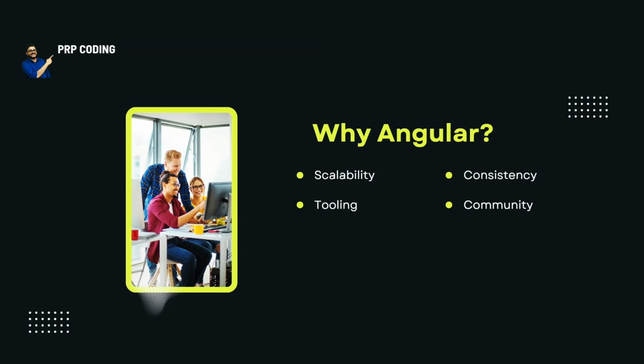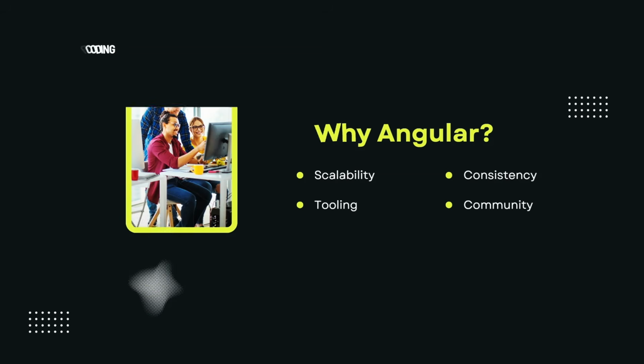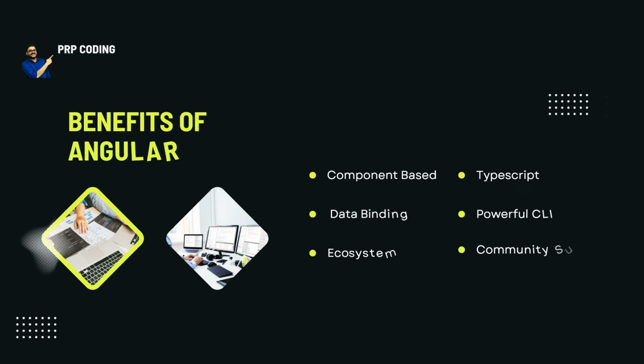Angular as a comprehensive front-end framework provides numerous benefits that make it an excellent choice for building large, scalable, and maintainable web applications. Some of the key benefits of Angular are component-based architecture. Angular's architecture is centered around components, which are self-contained and reusable building blocks. This modular approach makes it easier to manage and scale applications, as different teams can work on individual components without affecting the entire codebase. This also improves code reusability and maintainability.